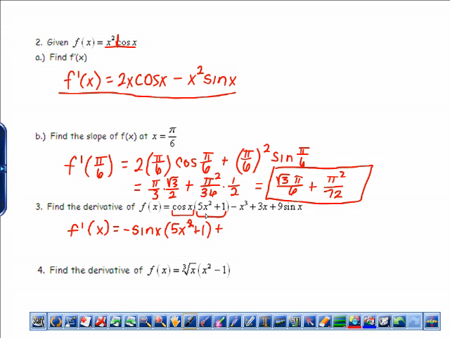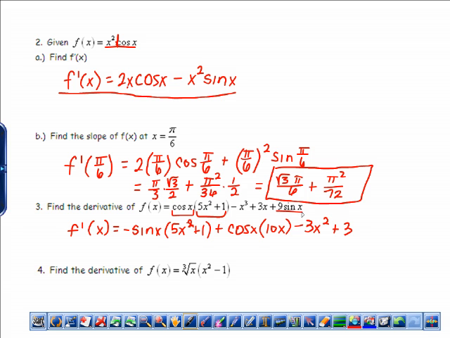All right, now plus, this time I'm going to have cosine x times the derivative of the second part. So we have cosine x times the derivative of 5x squared, which is 10x, and the derivative of 1 is 0. Okay, now minus x squared, well the derivative of that is minus 3x squared, that's the power rule coming into play, plus the derivative of 3x, which is 3, plus the derivative of 9 sine x.